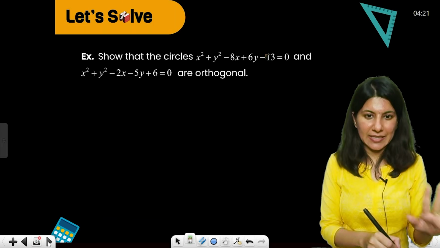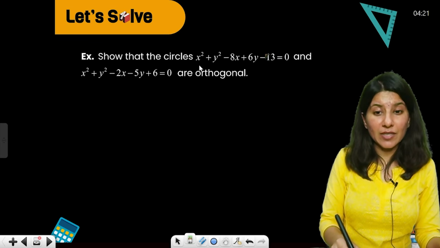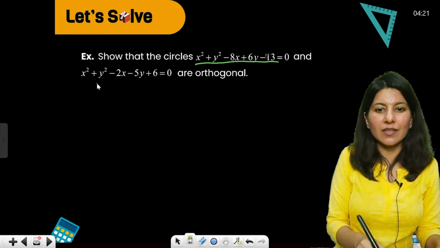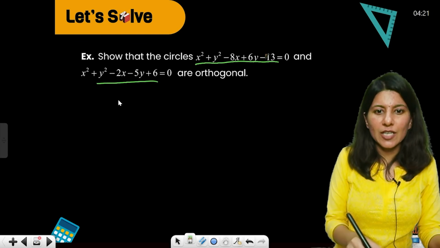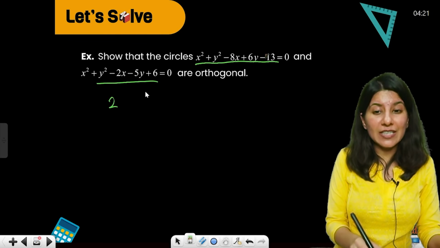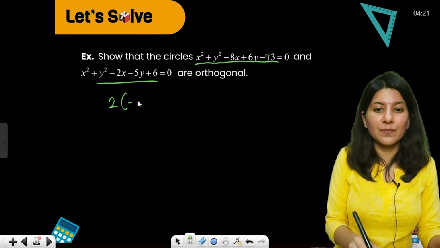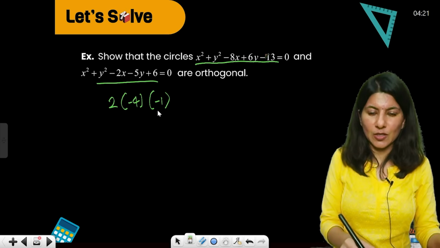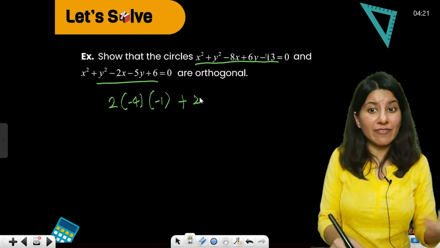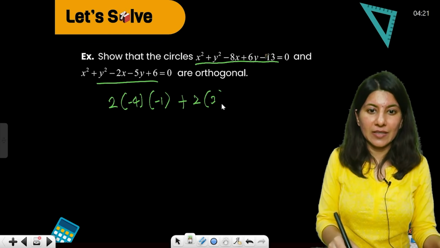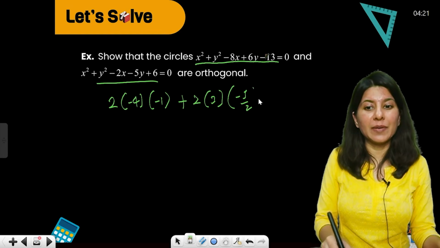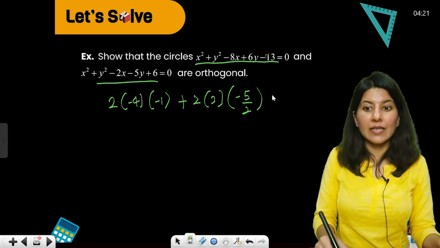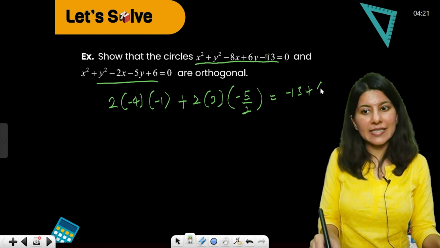There are two conditions basically. Now let's apply it, then understand. Show that these two circles are orthogonal. So now g1 is what? Minus 4. g2 is what? Minus 1. 2g1g2 plus 2f1f2. f1 is what? 3. f2 is minus 5 by 2. Is equal to c1 plus c2.